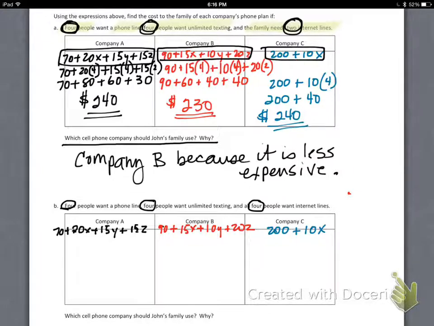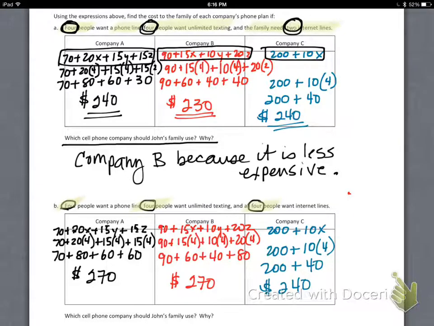So, anyway, go ahead and plug those values, the 4, 4, and 4, in for X, Y, and Z, respectively, and use the expressions. I've just rewritten the expressions up here first. Just continue to do that, and go ahead and solve right now for the three companies and answer the question, which cell company should John's family use? Of course, we're just looking for the cheapest price. So go ahead and pause, do that, and come back.